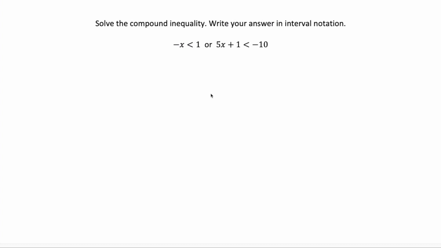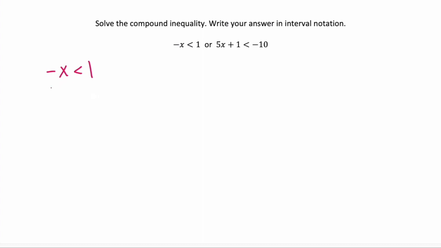Today we're going to solve a compound inequality and then write our answer in interval notation. Whenever I solve a compound inequality, I use a different color for each of my inequalities. The first one I'm going to use red, and we have negative x is less than 1.